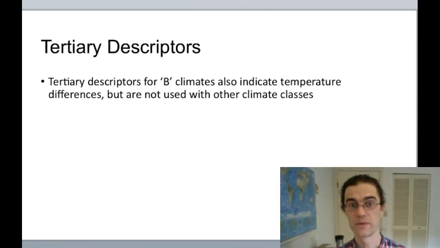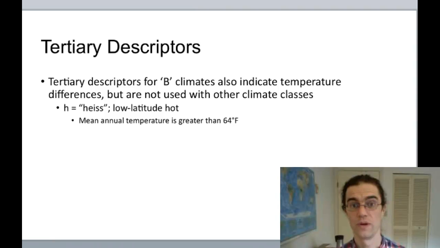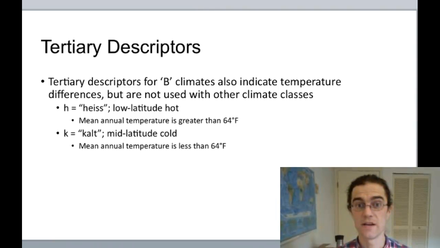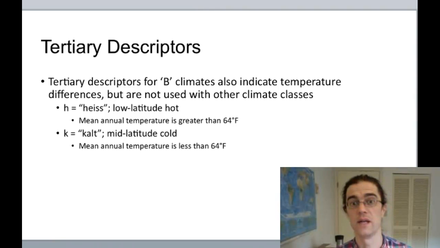Okay, so tertiary descriptors, what's also for B climates. Also keep in mind here, they indicate temperature differences but are not used with other climate classes. So we have H for heiß, if that's how it's pronounced in German, for low altitude hot. The mean annual temperature is greater than 64 degrees Fahrenheit. And then K for kalt, or mid-latitude cold in German. The mean annual temperature is less than 64 degrees Fahrenheit.